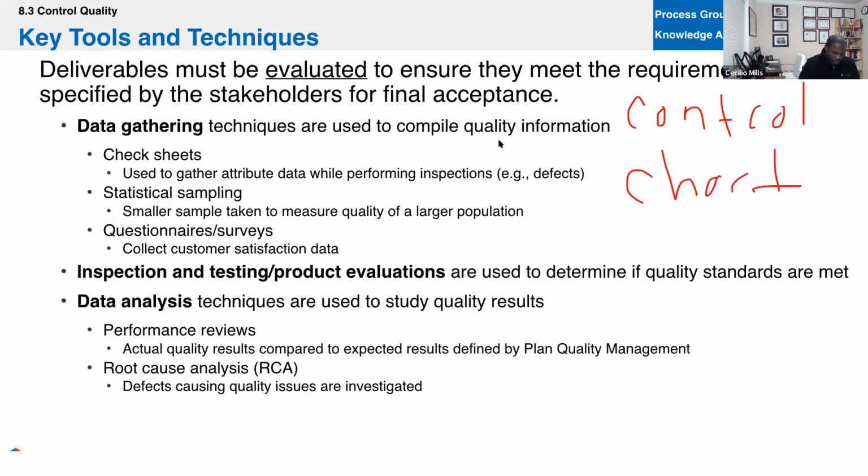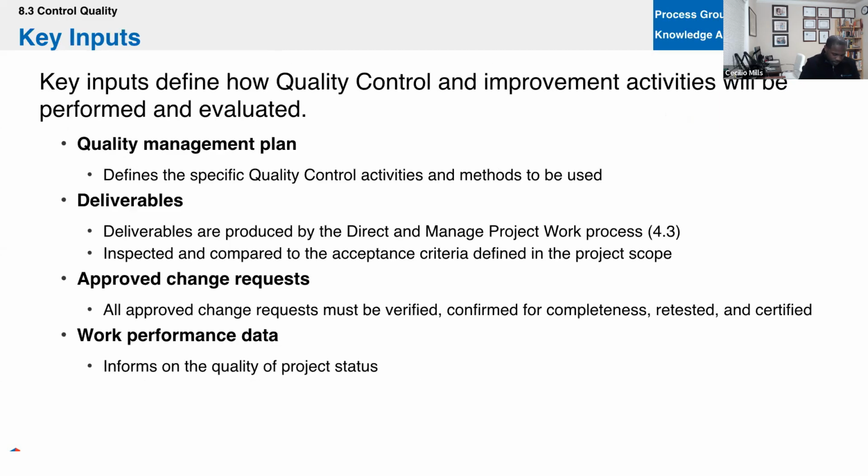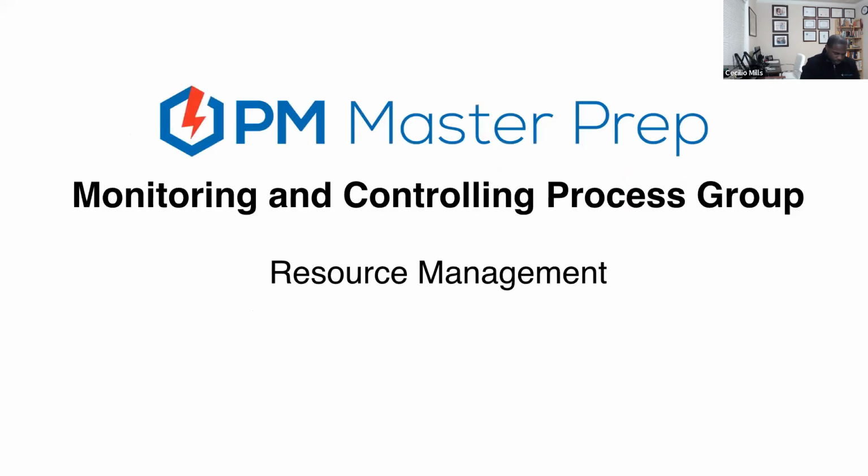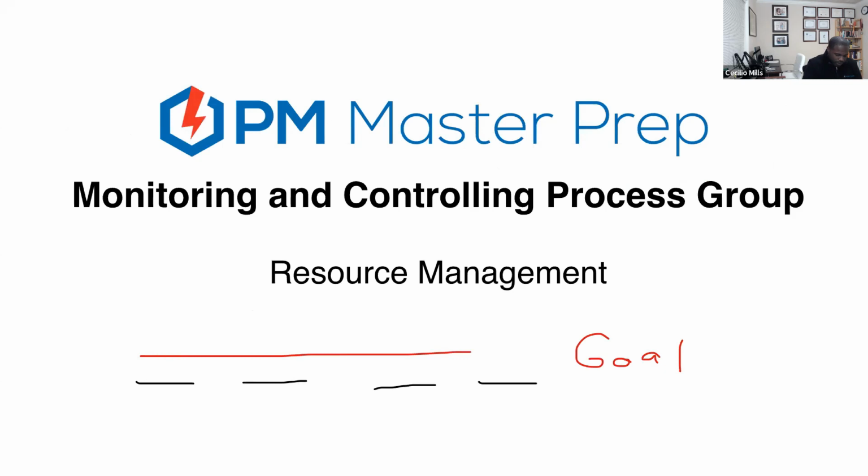And a control chart will look something like this. You have a line in the middle, and that would be like your goal, or your mean, or your median. And then you would have some control limits on each side. Right? And this would be your upper control limit, and this would be your lower control limit.